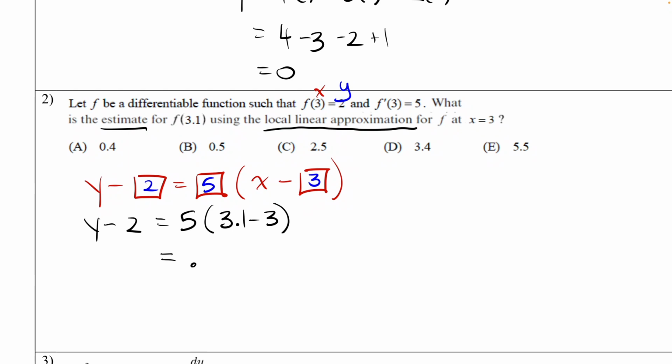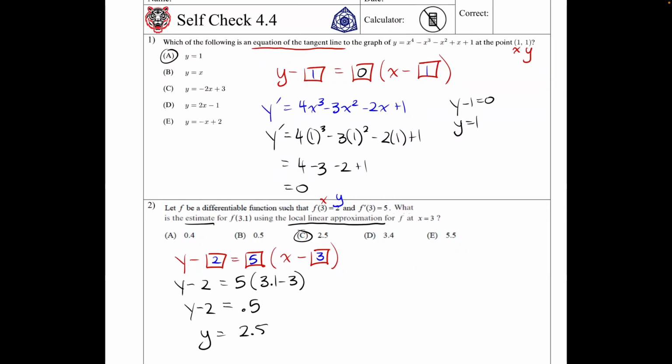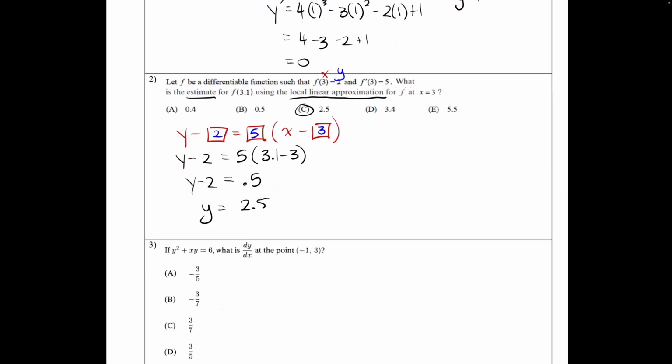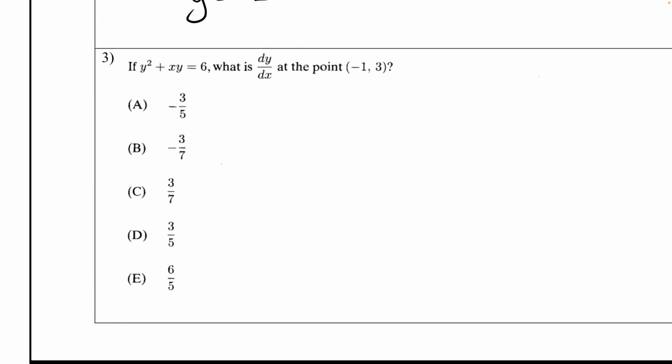So on the right side, I have 0.5 here, and y minus 2 on the left. And if I add 2 to both sides, I get 2.5 for my y coordinate, which means the answer is C, 2.5. Good job, guys. And so you're doing the same, right? Yeah, so far, our answers have been A and then C. All right, and then D, C, right?